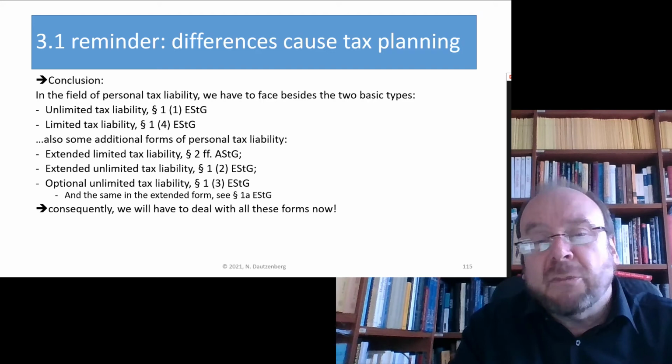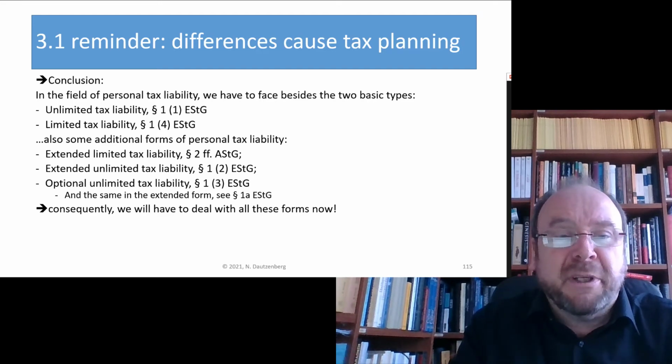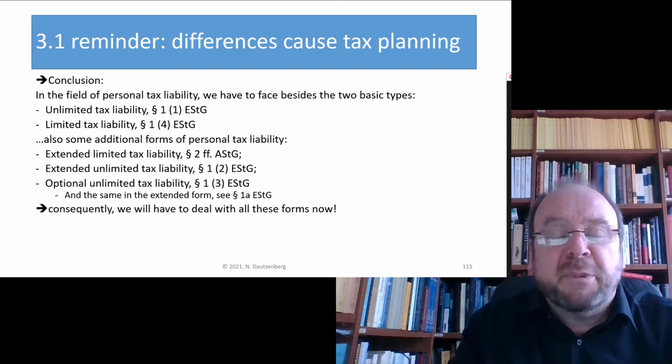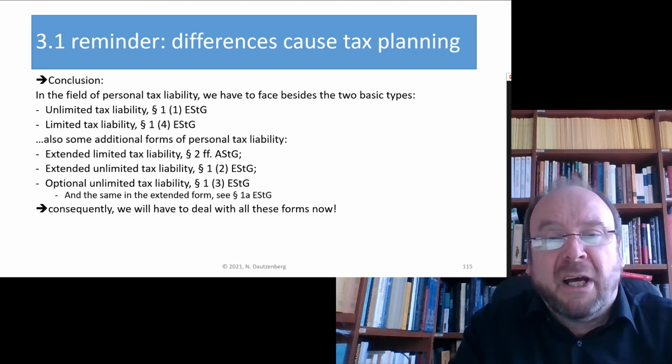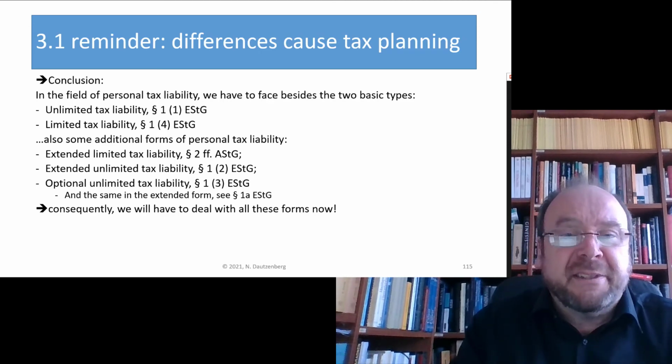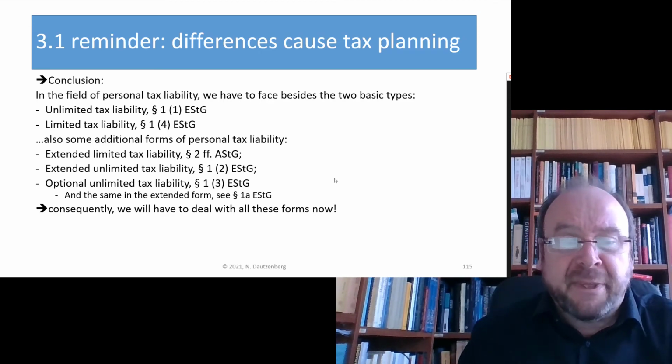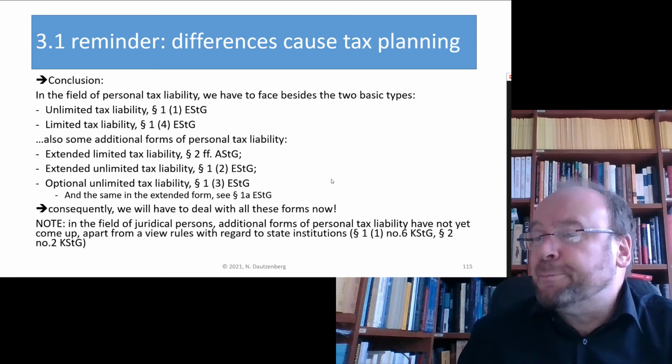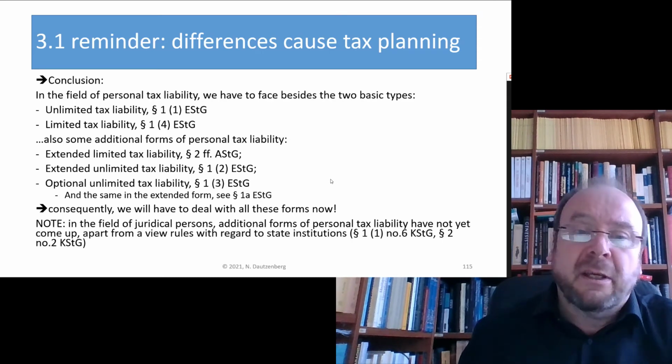So rather a few variants, and that is why we have to deal with these different forms now in order to repeat them and to understand a bit what can be done with them, when they can be applied, and why their existence is motivated. So that's it, what we have to know.